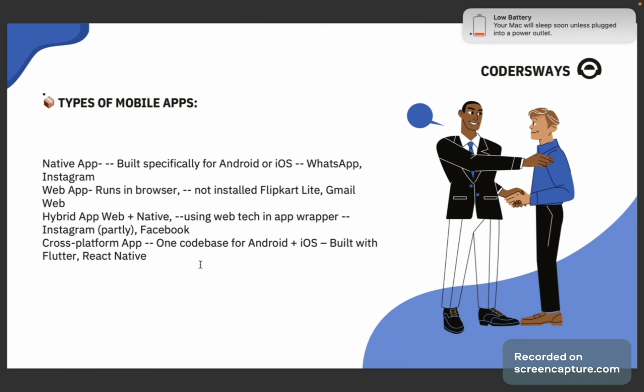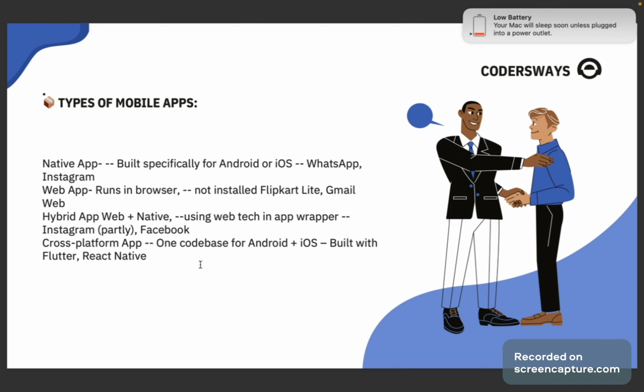What can a mobile app do? Make calls, send messages like WhatsApp, online shopping like Amazon, Flipkart, play games like PUBG, Candy Crush, learning like Duolingo, Byju's, payments like PhonePe, Google Pay, use device features like cameras, GPS, sensors, right? So these are the mobile applications.